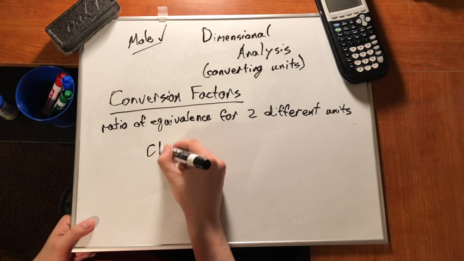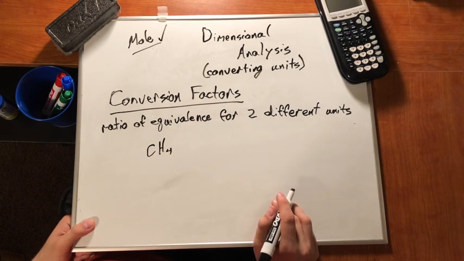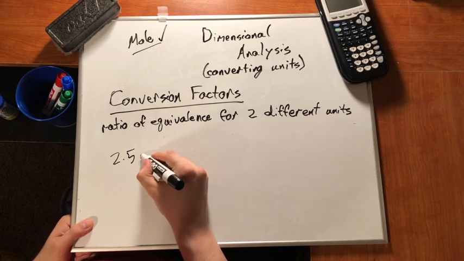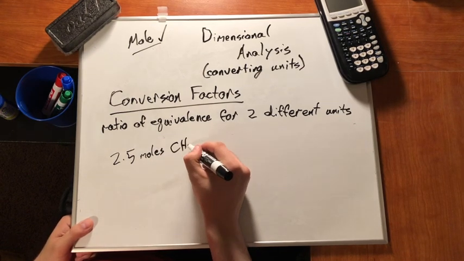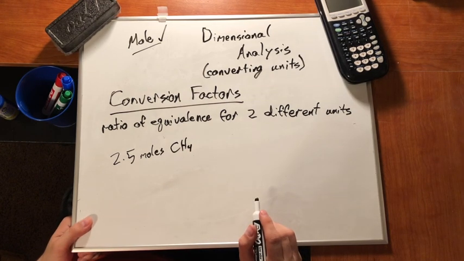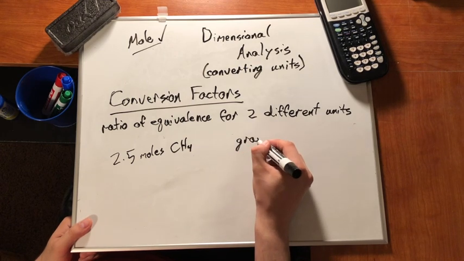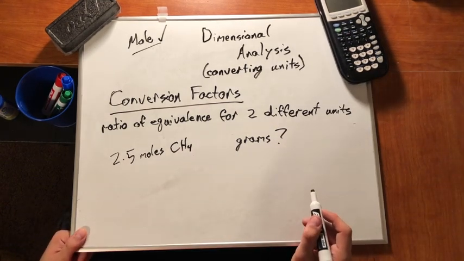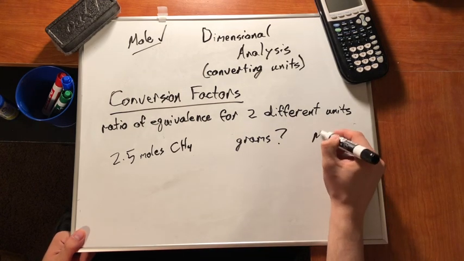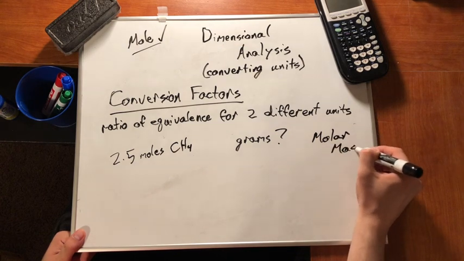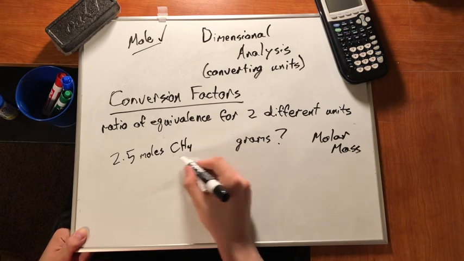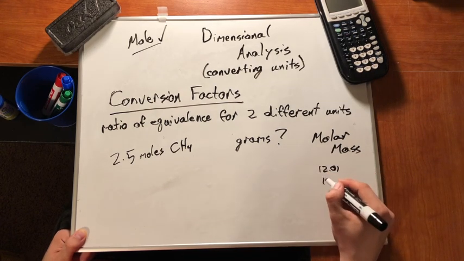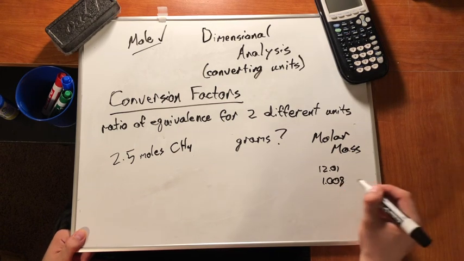So let's say I have methane. And let's say that I have 2.5 moles of methane. And I want to know what's the mass of this in grams. Okay, well, we're going to use our conversion factor. Well, what's our conversion factor? Recall, it's the molar mass of methane, right? And we talked about briefly earlier, the molar mass is simply adding up the masses that are given on the periodic table, right?